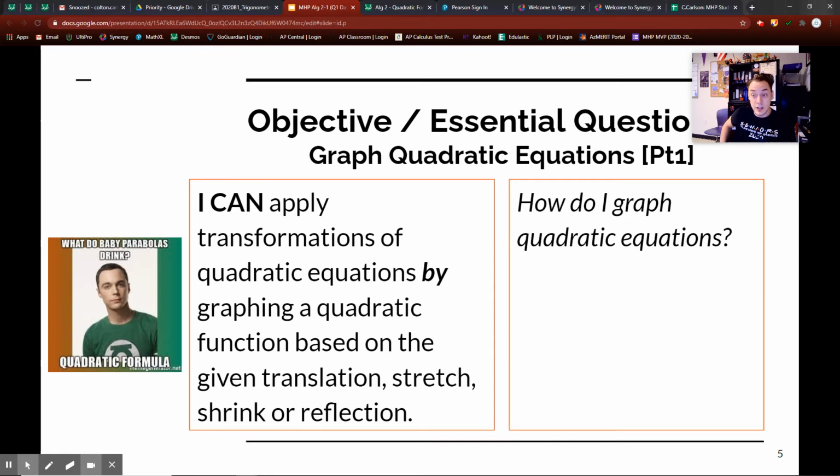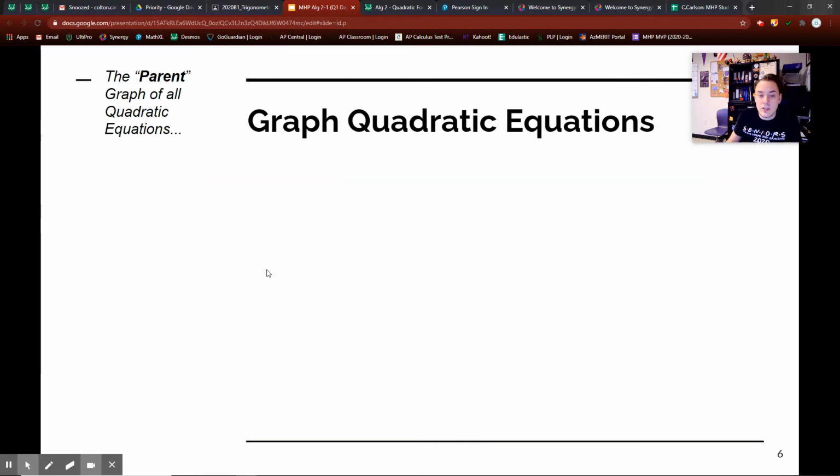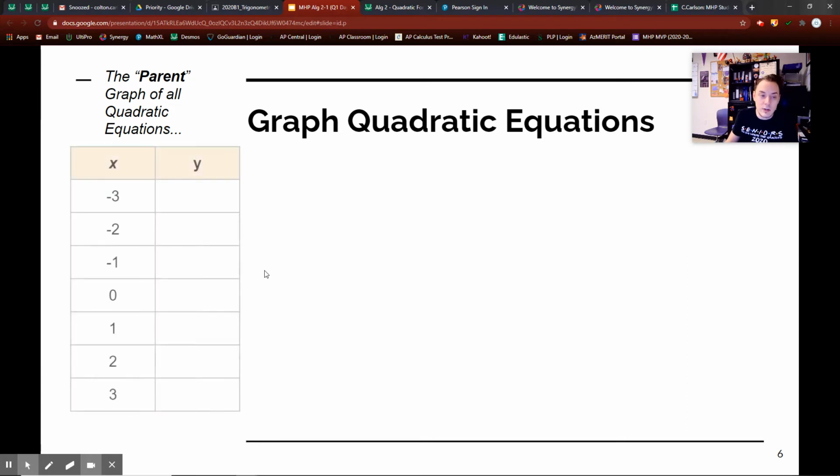By transformations and by using vertex form, I could add that. Okay? So let's get started. This is what we call the parent graph of all quadratic equations. I'm going to graph it here for you, but it is just x squared.